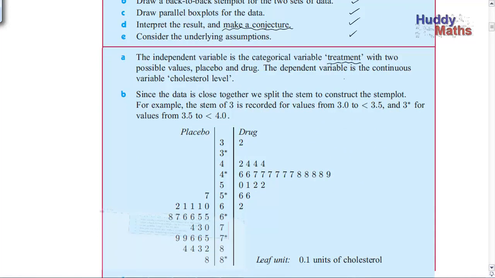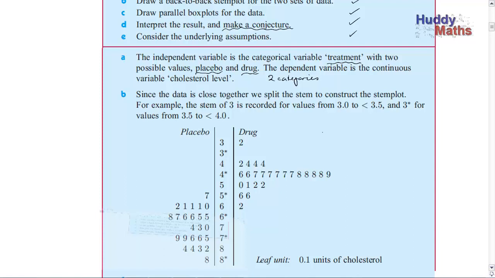With or without the drug. Did they get the placebo or drug? 2 categories. The dependent variable is the continuous variable cholesterol level, because we see that that's going to be dependent upon the other one. Okay, so 2 types of variable there.